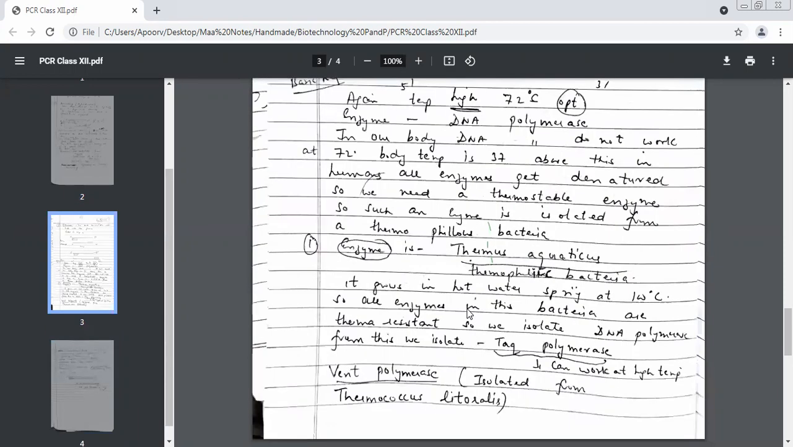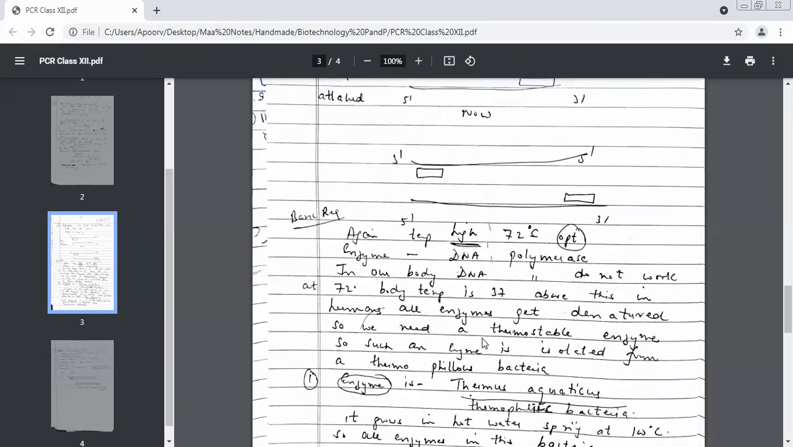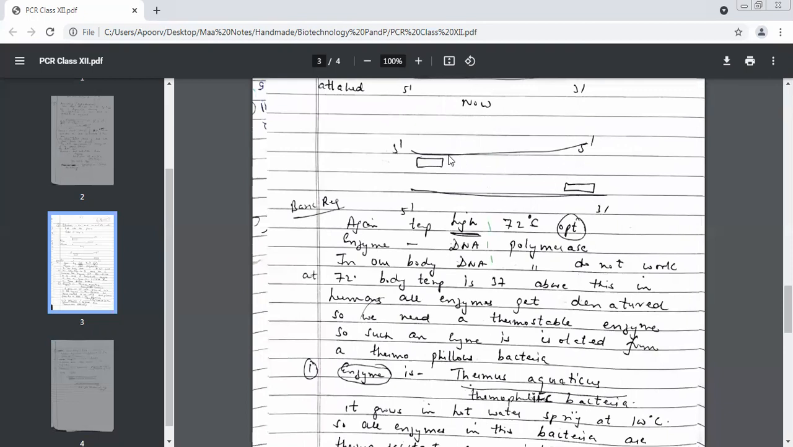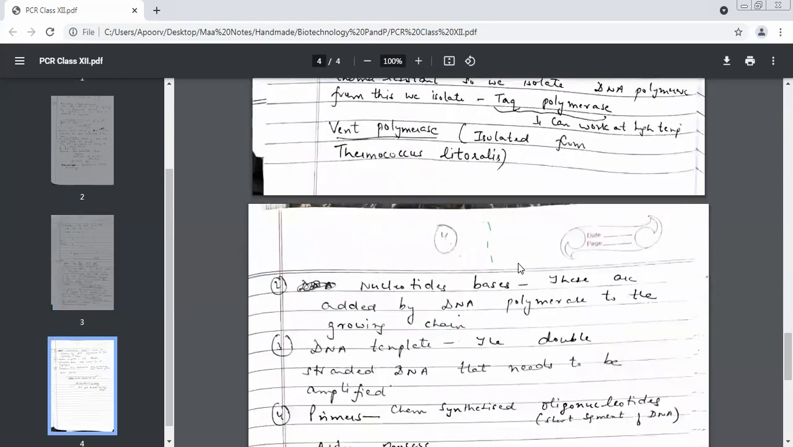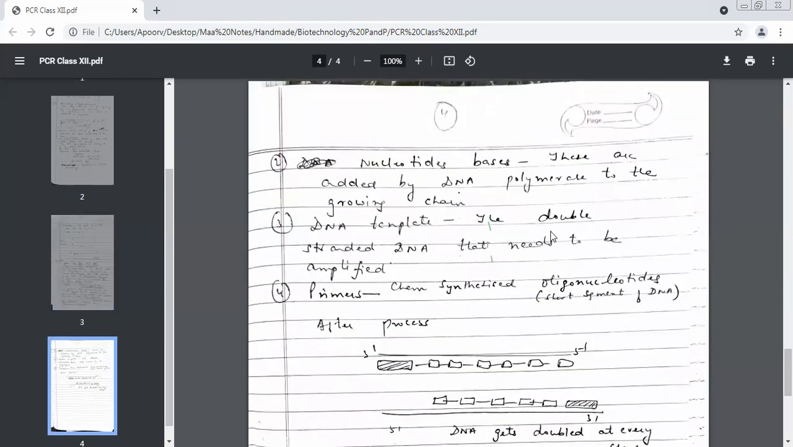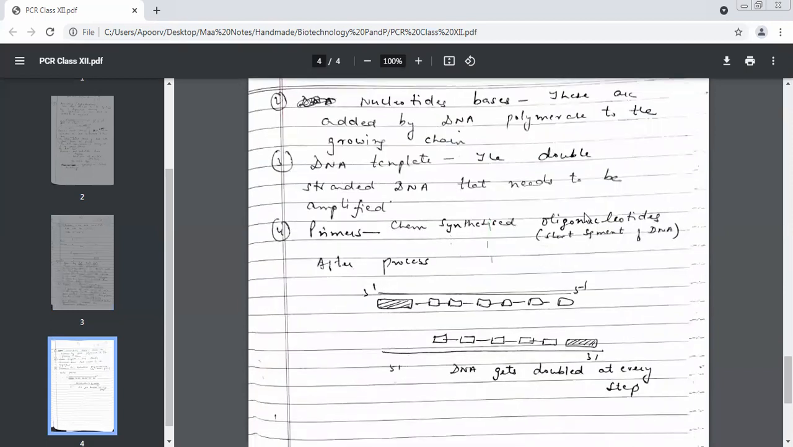Now, I was telling you here that we need which enzyme, what all things were needed for this? More bases to come and add over here. We needed a temperature of 72 degrees Celsius. And we also needed an enzyme which can tolerate this temperature, 72 degrees Celsius. Which enzyme basically did we talk about? DNA polymerase. Now we have got everything. We've got the enzyme also. Now these nucleotide bases will be added by DNA polymerase to the growing chain.